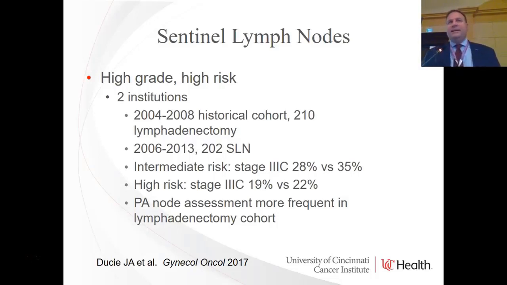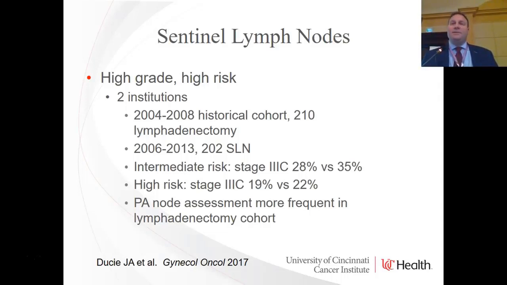In the patients who they identified as intermediate risk, a number of them were found to have stage 3C disease, i.e. positive lymph nodes. This was 28% in the historical cohort from the Mayo Clinic and 35% in the group who had sentinel lymph node assessment. The p-value here wasn't significant, but they're at least in the same ballpark in terms of the number of patients with positive lymph nodes they're identifying.